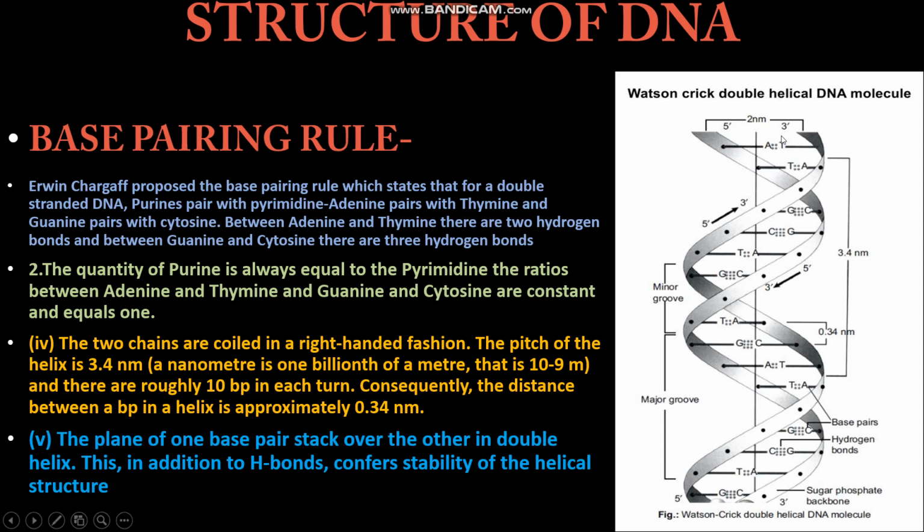Now coming to the dimensions of the double helix, the diameter of the double helix is 2 nanometer. And you can see one complete turn of the helix is 3.4 nanometer. The distance between the base pairs is 0.34 nanometer. So one complete turn of the helix is 3.4 nanometer and the distance between the base pairs is 0.34 nanometer. So one complete turn can accommodate 10 base pairs. And another important point is the plane of one base pair stacks over the other in the double helix which gives additional stability to the DNA.